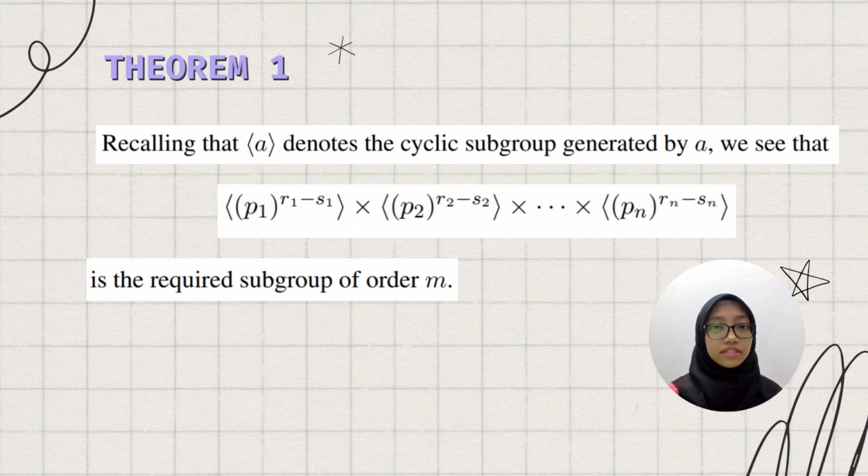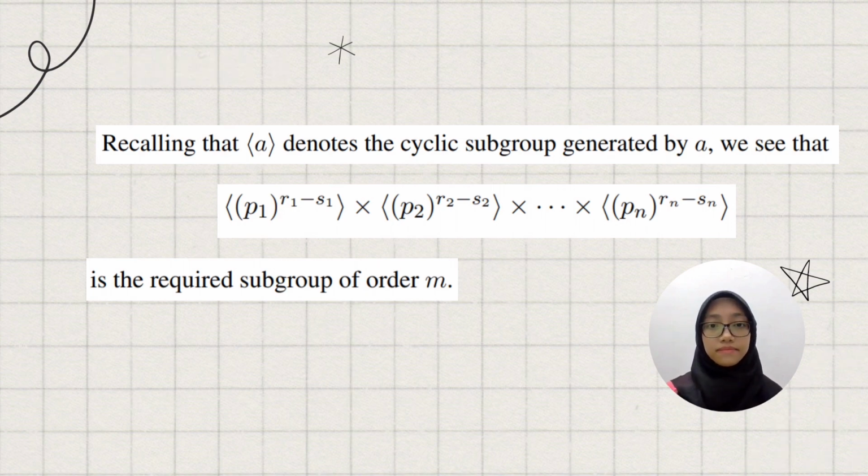Recalling the cyclic subgroup generated by a, we see that the cyclic subgroup generated by p1 to the power of r1 minus s1, times the cyclic subgroup generated by p2 to the power of r2 minus s2, times until the cyclic subgroup generated by pn to the power of rn minus sn, is the required subgroup of order m.